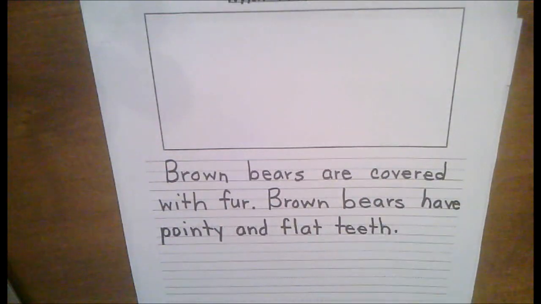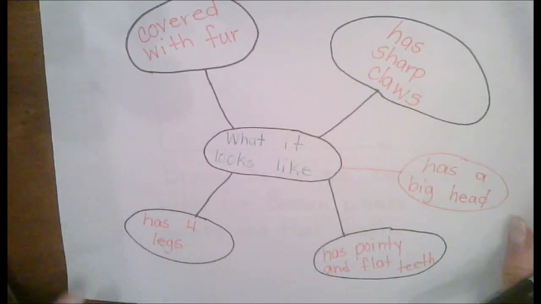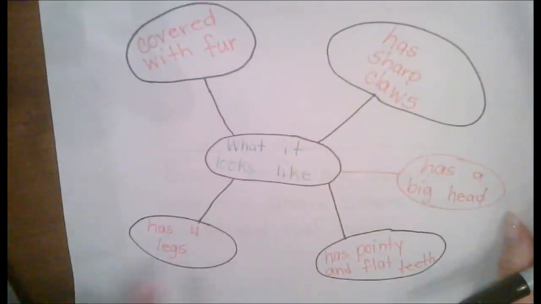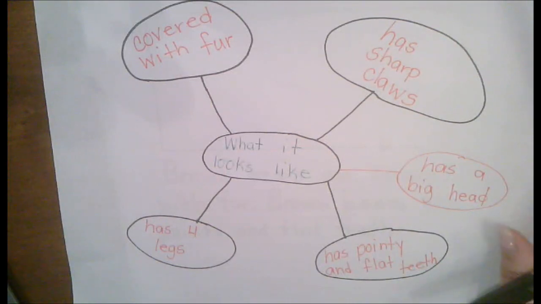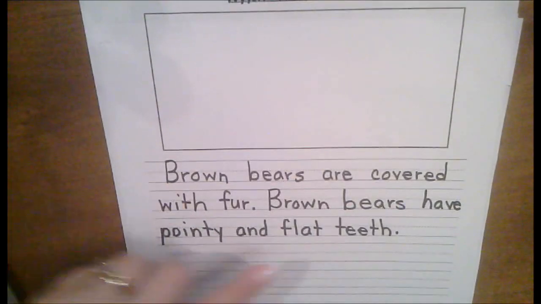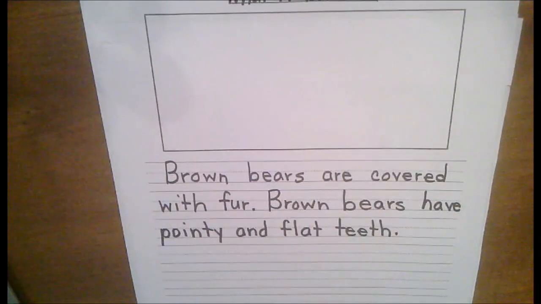Now, if I want to write more about how they look, I could, because I've got some other things here. But you don't have to write about everything. When we get ready to write our All About books, you're going to pick 2 things. Each page is going to have at least 2 sentences, but they can have more if you would want. Okay, so I told a little bit about what they look like. I'm going to go to my next page.